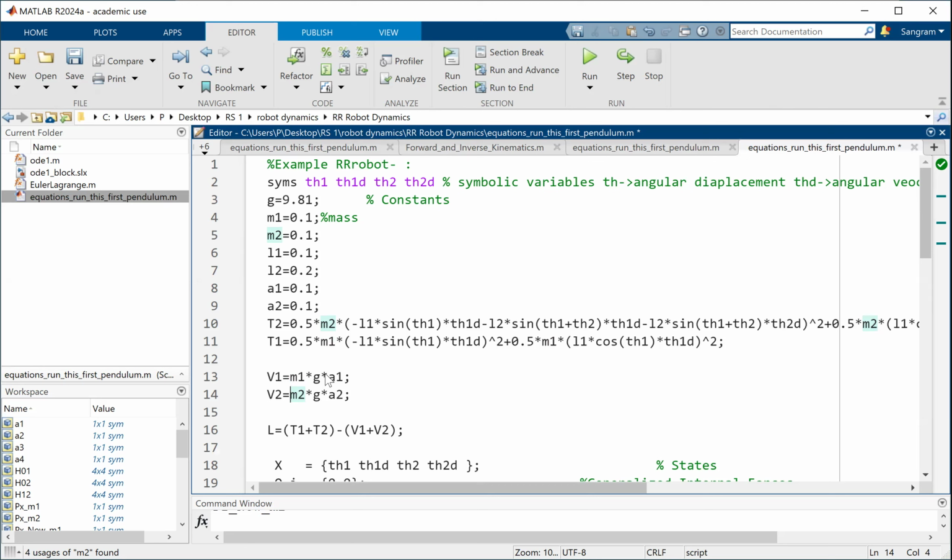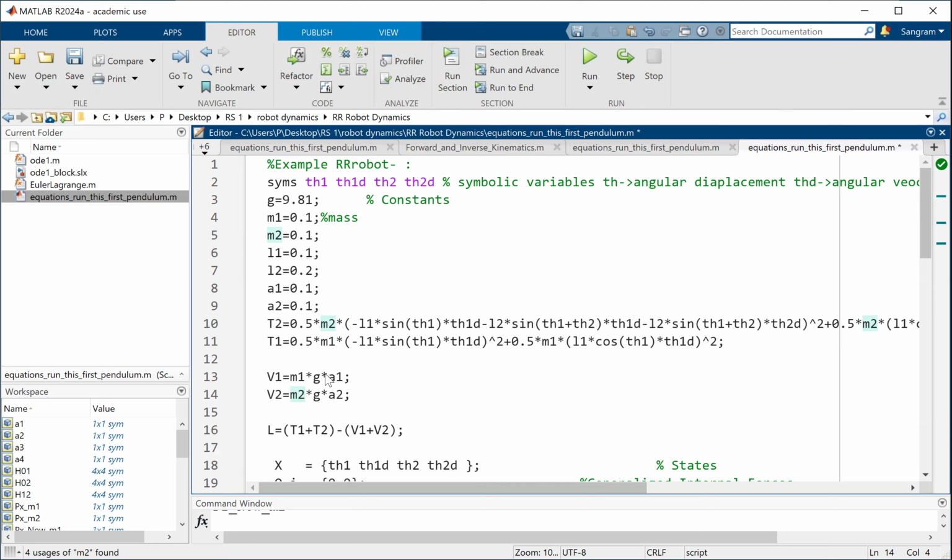So in the previous expression, what we did is solve the forward kinematics. We found the positions. We differentiated the positions. We found the velocity. In this expression, for Euler-Lagrange, I'm formulating the kinetic energy for each mass separately. T1 is the kinetic energy of the first mass. T2 is the kinetic energy of the second mass. Everyone understood this? V1 is the potential energy of the first mass. V2 is the potential energy for the second mass.